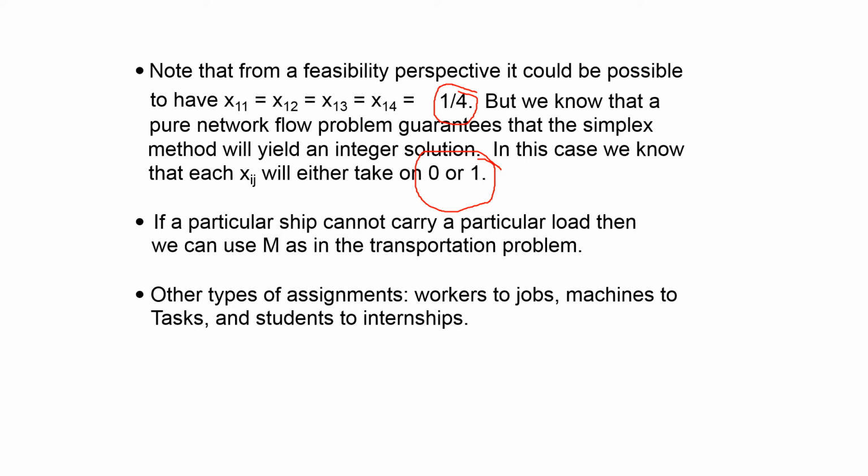Also, if you want to prohibit a certain assignment, you can use M as a very large number. That means person 1 can be assigned to job, let's say 7. So C17 will be equal to M, which means it is a very large number. So it will prohibit such an assignment from happening.